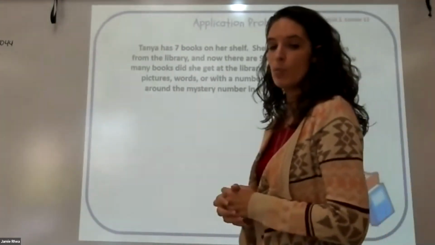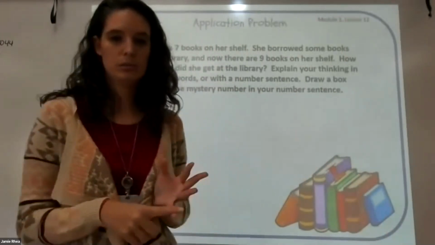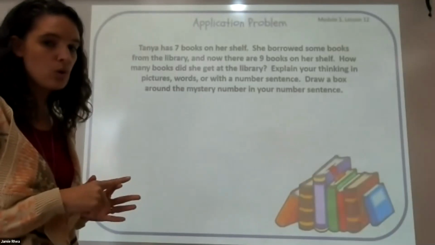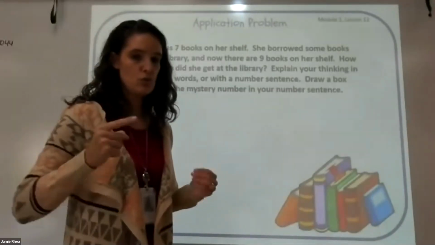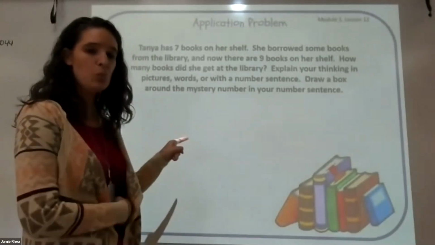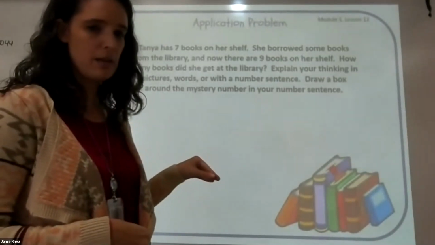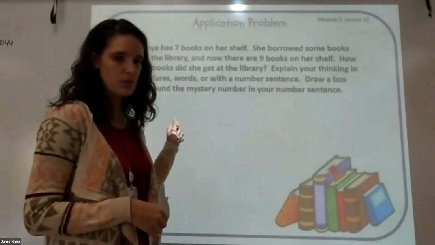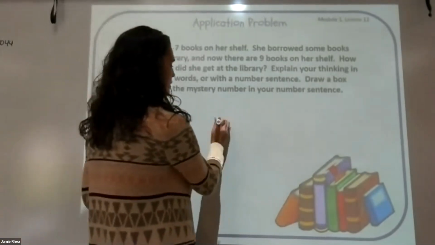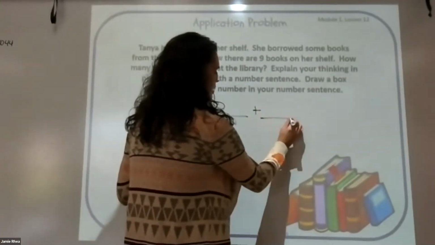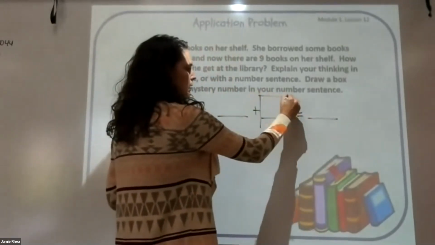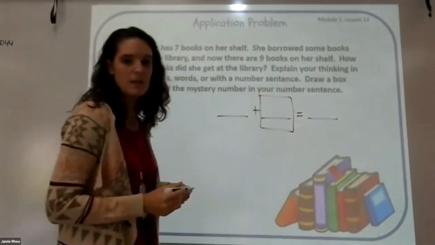Okay, so it wants you to draw with pictures, words, or number sentences. You get to choose how you're going to solve this one today, okay? When you do it, I do want you to have a number sentence, even if you drew it. That way we can draw our box around the mystery numbers. So what I'm going to do first is I'm going to go ahead and make a number sentence template. And I'm going to go ahead and put a box around one of them so I know that's going to be my mystery number.